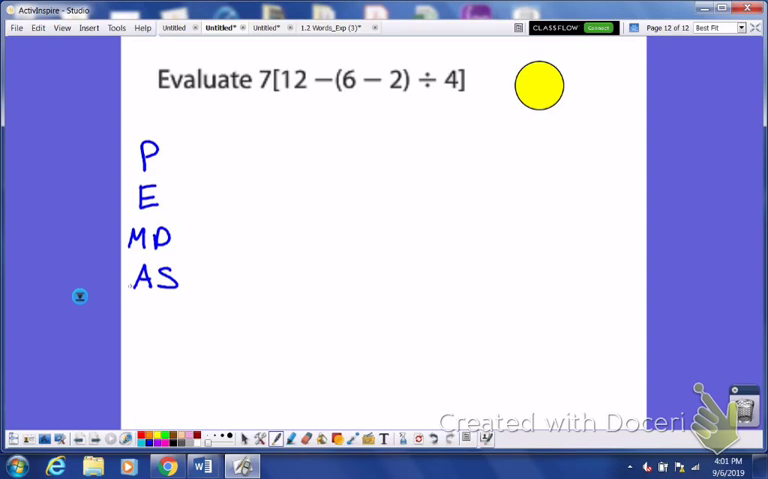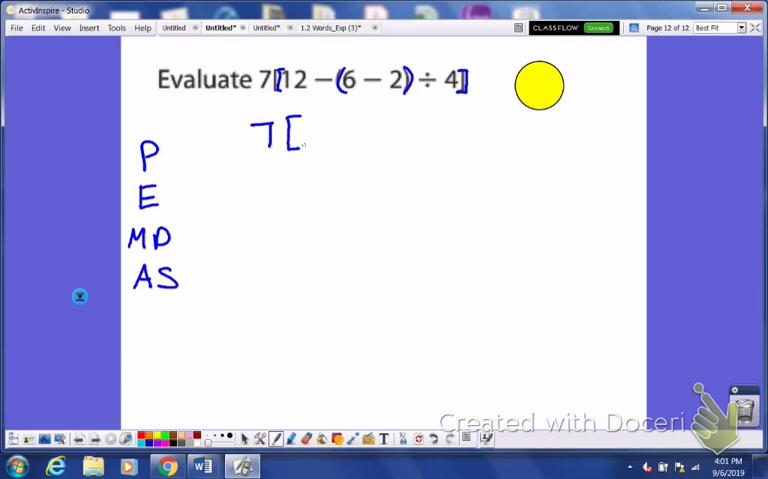So looking for our grouping or our parentheses first, I see we have two brackets here. In our example, we have our larger enclosed brackets that we're going to take care of at the end. And then inside, I have 12 minus the quantity of 6 minus 2 divided by 4. Or again, I've got parentheses inside, so that comes first.